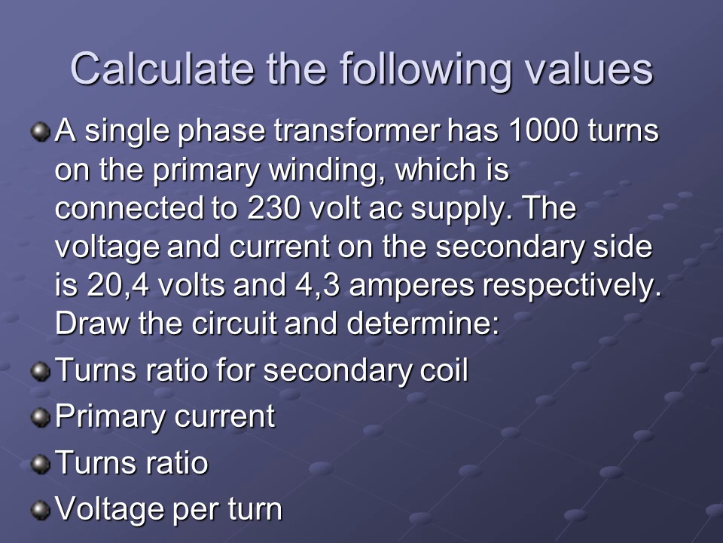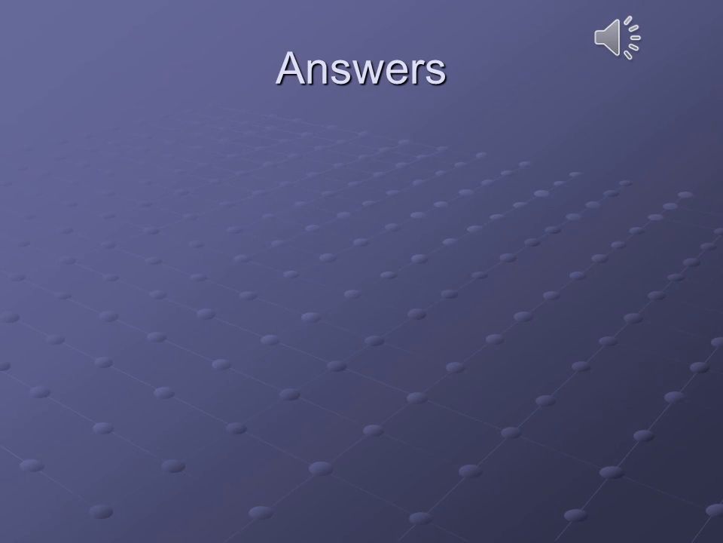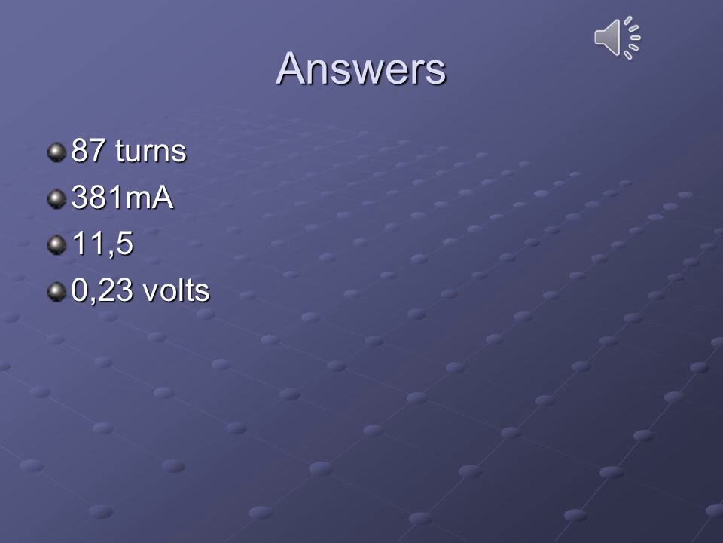Here are the answers. The number of turns is 87. The current is 381 milliamperes. The turns ratio is 11,5 and the volts per turn is 0,23 volts.